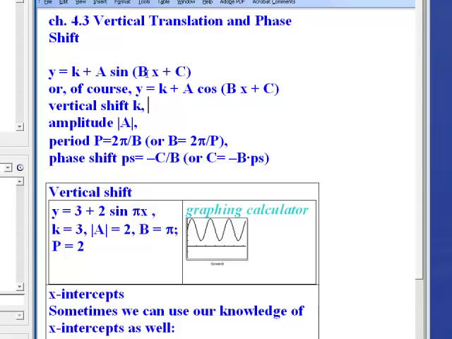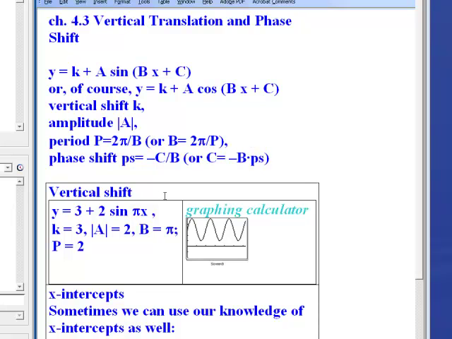The coefficient b is closely related to the period, so period equals 2 pi over b, or b equals 2 pi over the period. The coefficient c, together with the other coefficient b, is closely related to the phase shift, as in phase shift equals negative c over b, or c equals negative b times the phase shift.